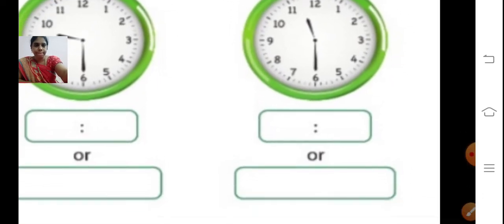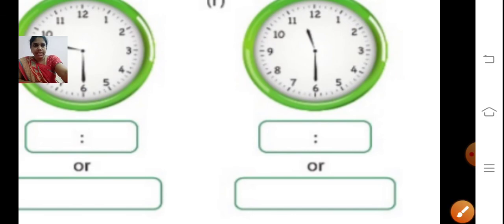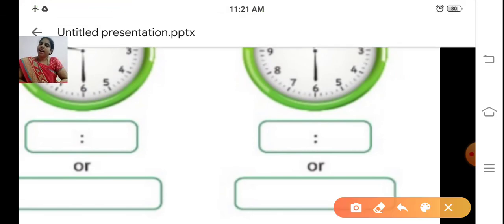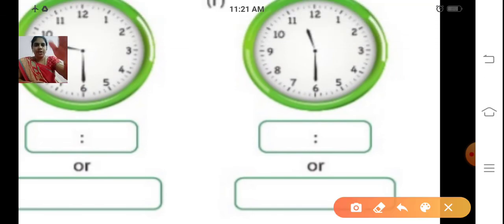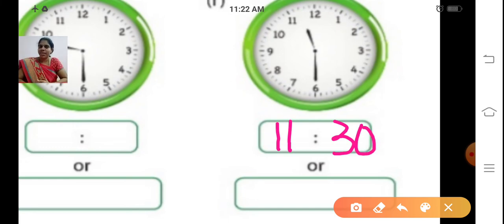Just see where is the hour hand. It crossed 11. So write the hours, 11 hours. Then where is the longer hand? It is at 6. Say 6 5s are 30. So the time is 11:30. What is the time now? 11:30. Just see your clock.